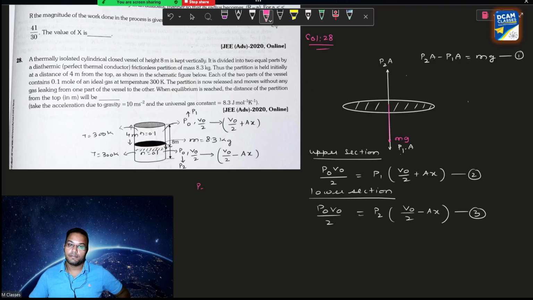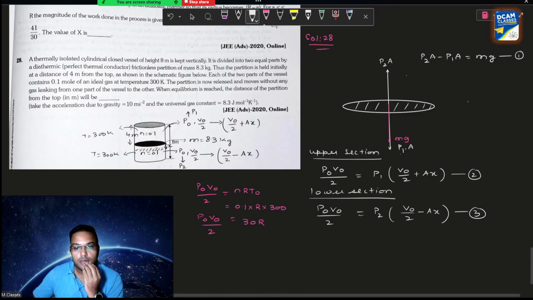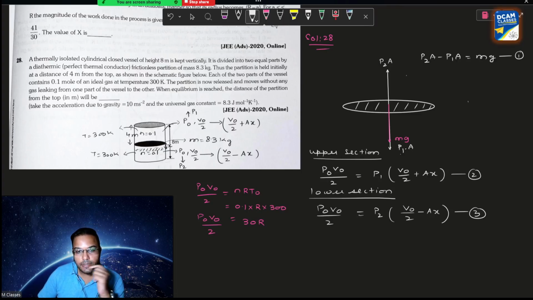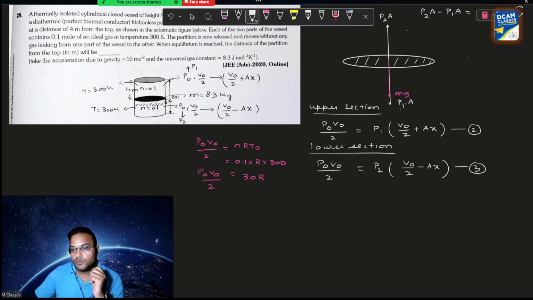Also we have P naught V naught by 2 for each section, because in each section the number of moles was 0.1. That is nRT naught. n is 0.1, R you know, T naught is 300 Kelvin, so it will be 30R. P naught V naught by 2 is equal to 30R. I am applying the original condition, when it was held in the middle. So from 2, what can I get?